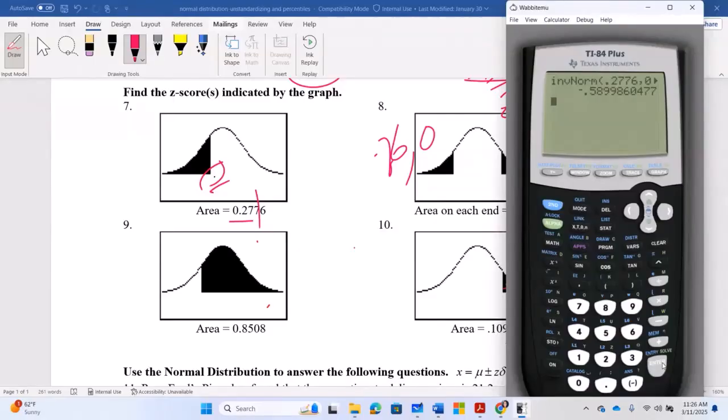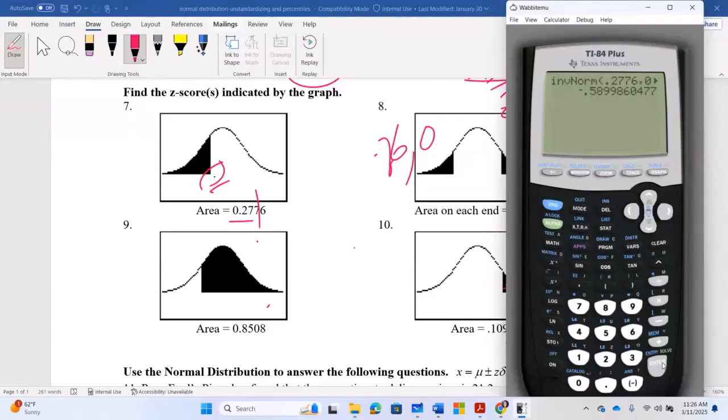Remember, this is area given to you. Therefore, the value you just found is the Z score. So the Z score, and I hope you know, is negative. It's okay to be negative, because 0.27 is less than 0.5. So it has to be negative though.